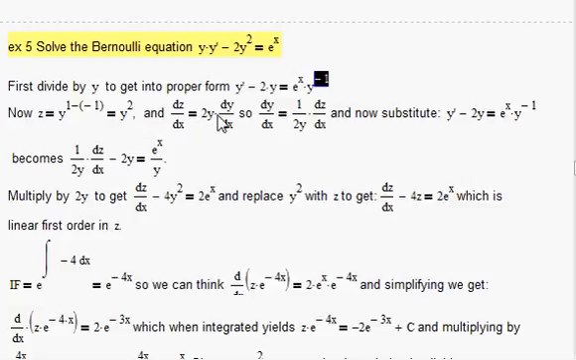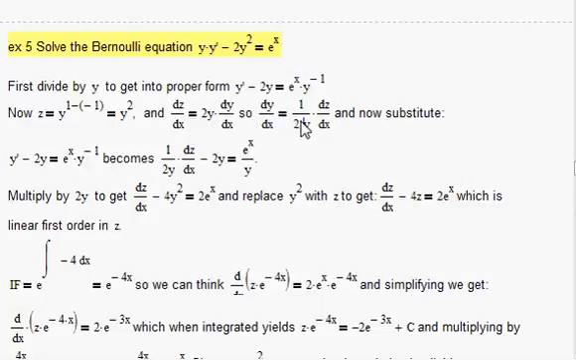Therefore, dz dx is 2y dy dx, using the chain rule. So dy dx is 1 over 2y times dz dx. And now we know what dy dx is, and we know what y squared is, so we'll make our substitutions.